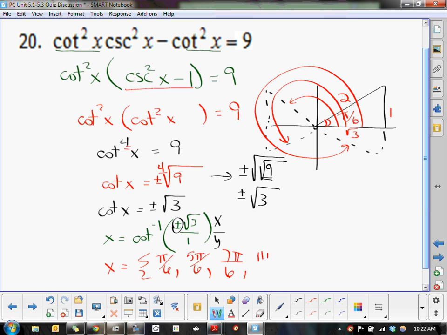Because I didn't square both sides as I did in number 19, I don't have to worry about checking those answers. If you had time, it would be wise, but that's typically all that we need to do to get all the solutions within one rotation.